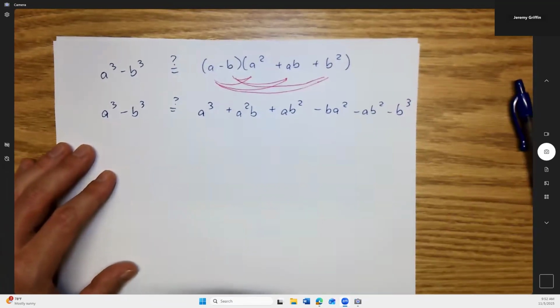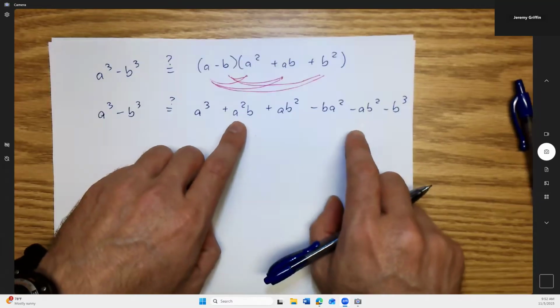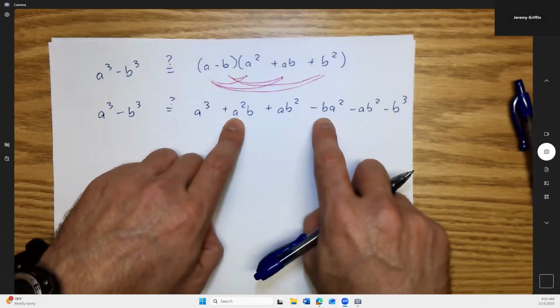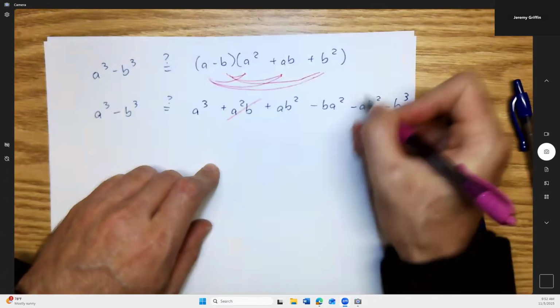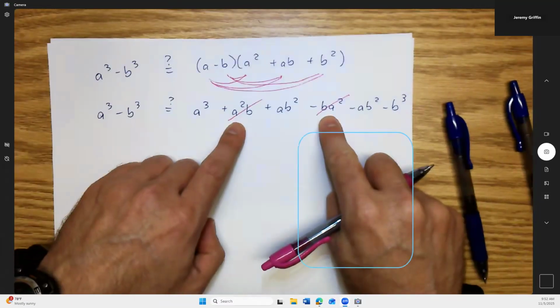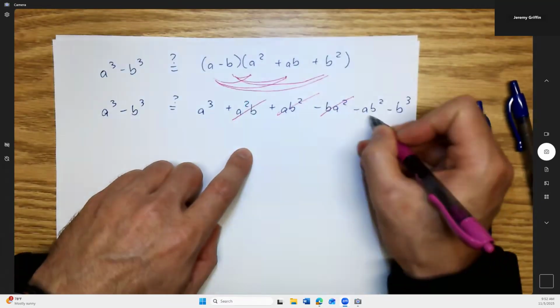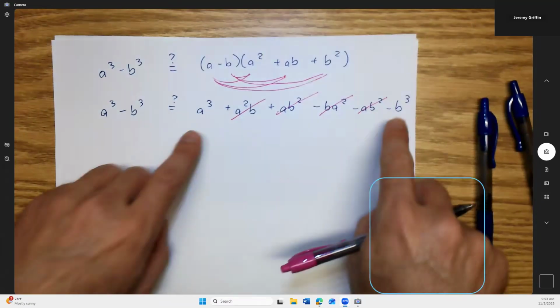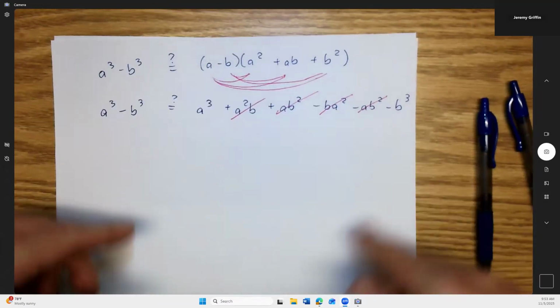So that would be like that, right? Now, what do I see? I see A squared B here and a negative A squared B right here, so these cancel. And AB squared and then negative AB squared, those cancel. Look what you're left with: A cubed minus B cubed. Yeah, right.